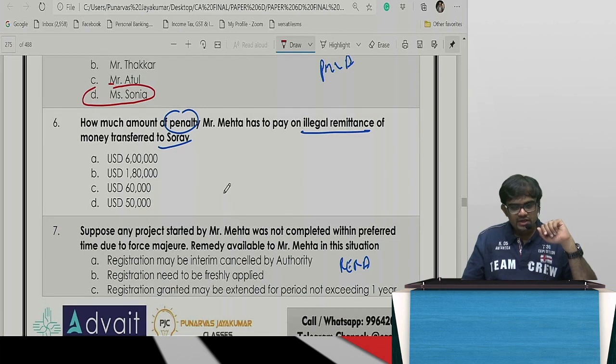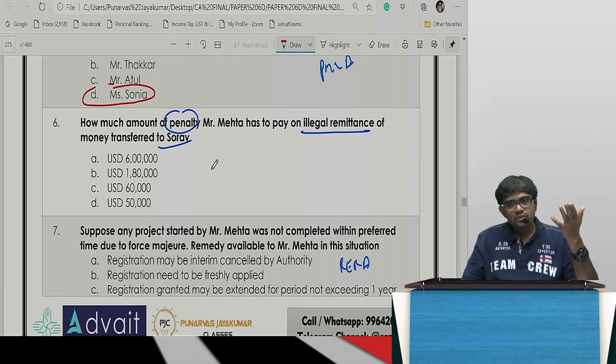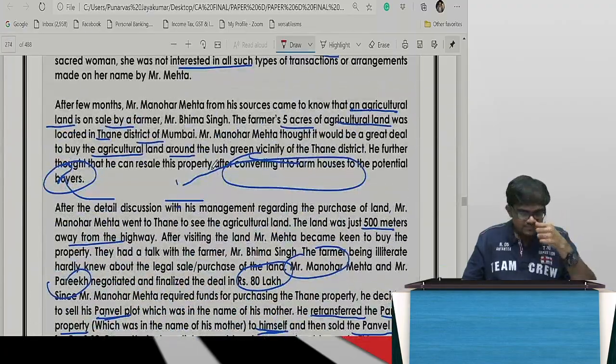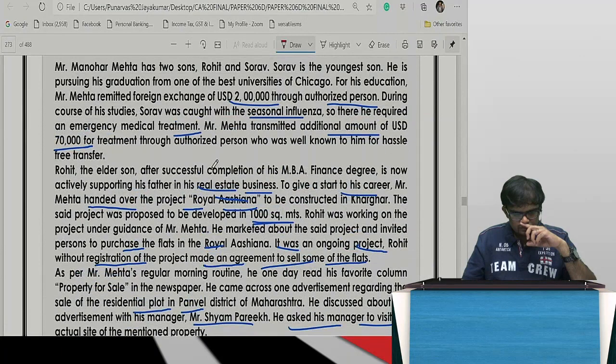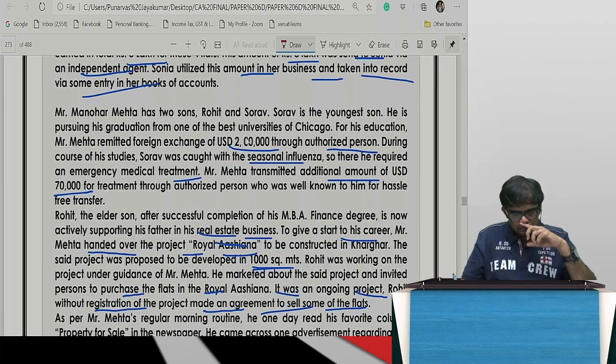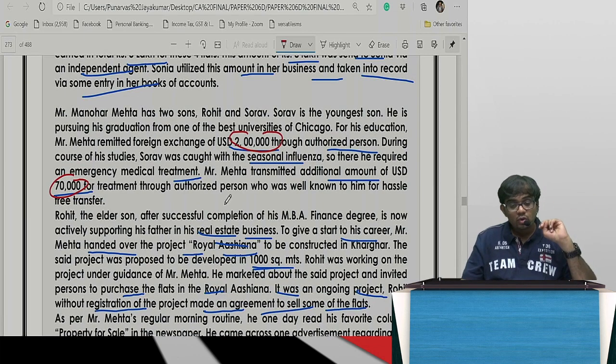How much penalty to pay for the illegal remittance by Saurav? So for Saurav, illegal remittance, how much is the question. So guys, as per LRS, what would be the remittance that is allowed? 2,50,000. So if you see the question, Saurav, how much did they pay? 2,70,000 they have paid. How much is allowed? 2,50,000. How much is extra? 20,000 US dollars. What is the penalty?